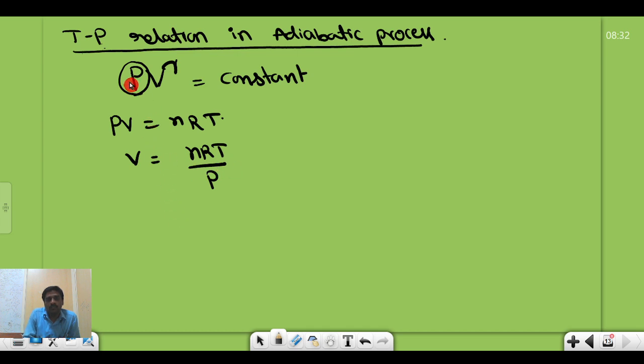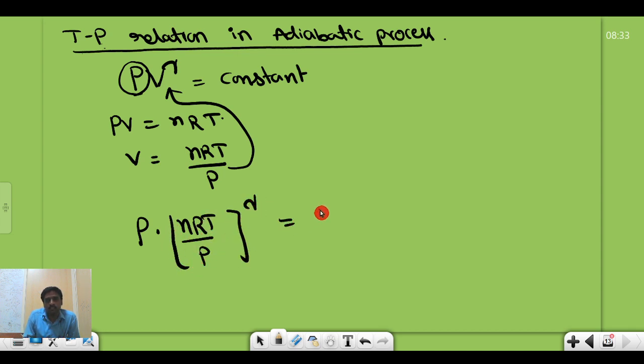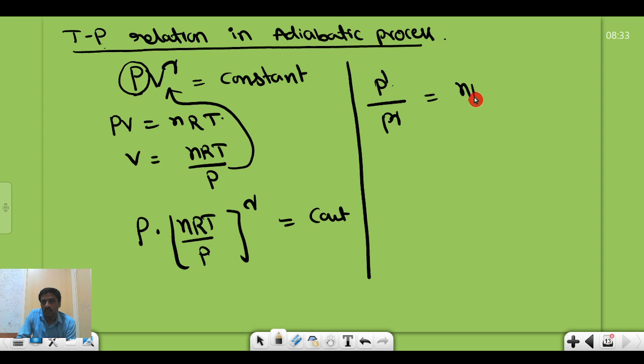Where V is present, we substitute nRT divided by P. Then the above equation can be written as nRT divided by P, whole power gamma, equal to some constant. Then P power 1 divided by P power gamma, into nR whole power gamma into T power gamma, is equal to some constant.